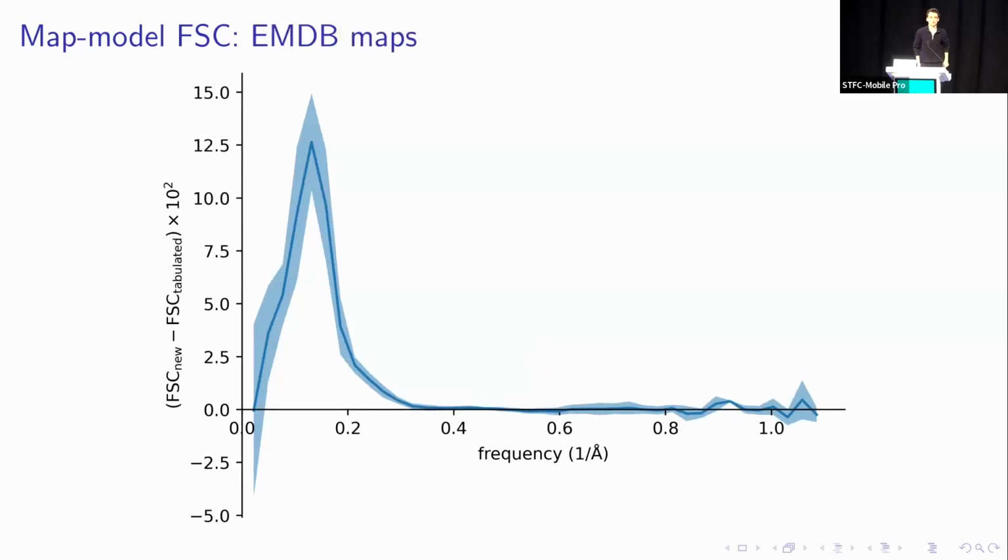We can do the same thing using scattering factors determined from our larger training set from the EMDB. And the shape of the curve looks very similar, but the peak improvement is slightly larger. And that's encouraging. It means that if you put more data in, you get scattering factors that perform better on the test set.